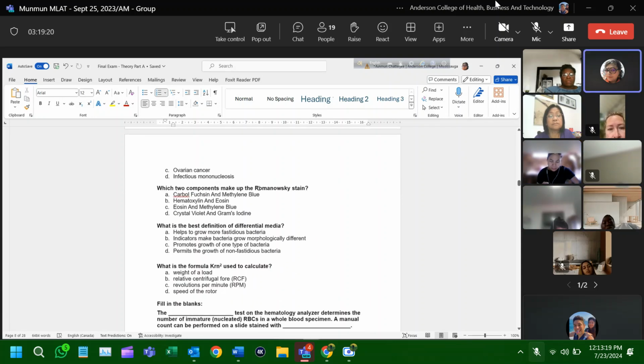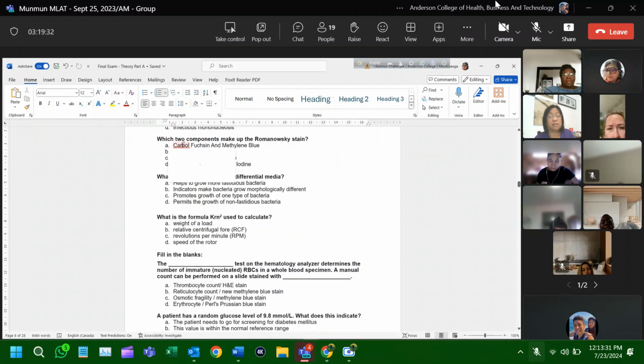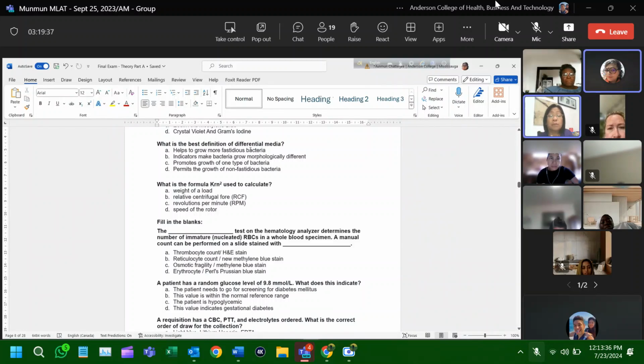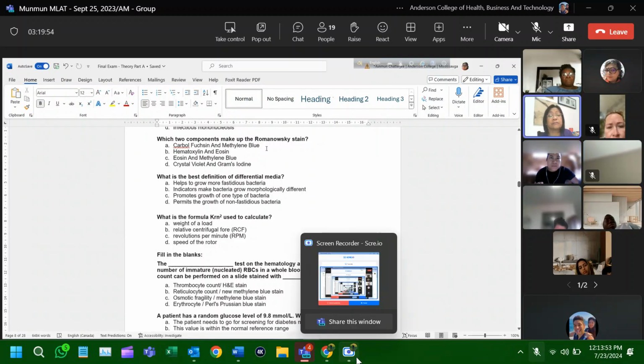Okay. What two components make up the Romanowsky stain? Letter C, eosin and methylene blue. What is the definition of Romanowsky, ma'am? It's a supravital, so new methylene blue. It's eosin and methylene blue, not new methylene blue. New methylene blue is for reticulocyte stain. Yes, that's supravital, sorry, for immature erythrocytes. Yeah, letter C.